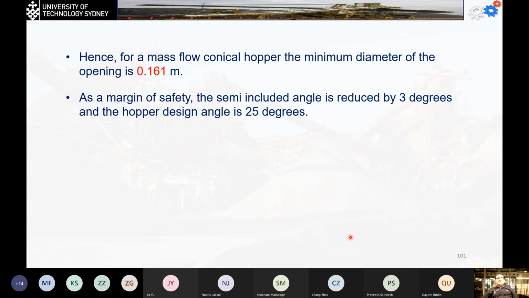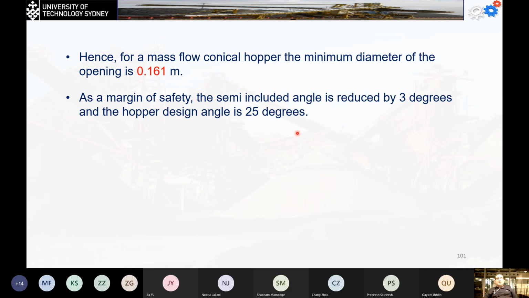So hence for the mass flow conical hoppers, the minimum diameter of the opening is going to be equal to 0.161 meters. The margin of safety, the semi-included angle, is going to be reduced by 3 degrees, and the hopper design angle is going to be equal to 25 degrees.